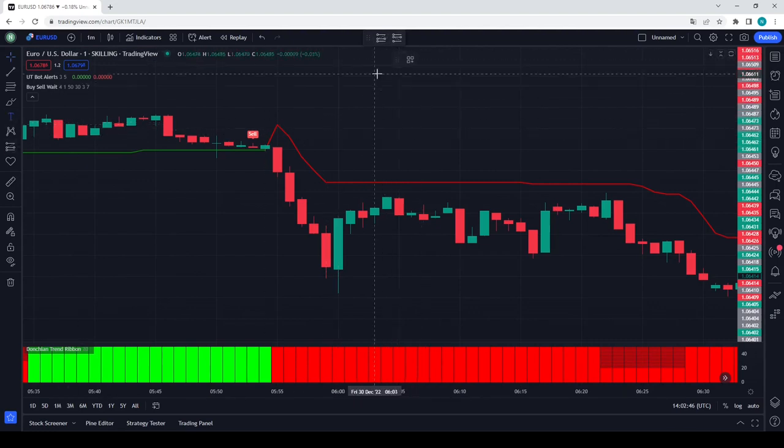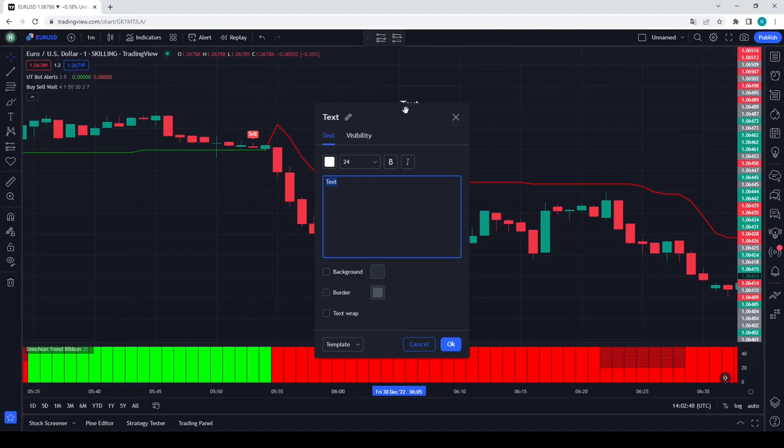So let's write our conditions down. So for a sell trade or for a short trade, it's better. First, we are looking for a sell signal. Second, we are looking for a red line. And third, we are looking for a red, I say now DTR for Donchian Trend Ribbon, so a red DTR bar.